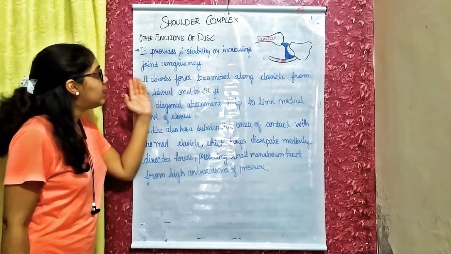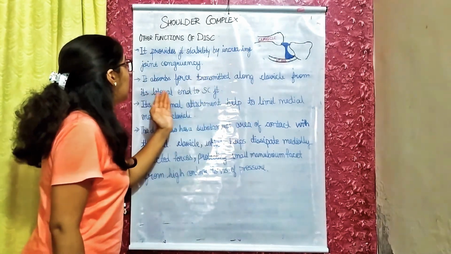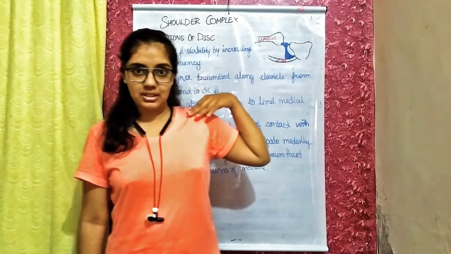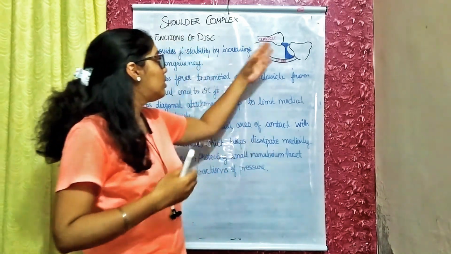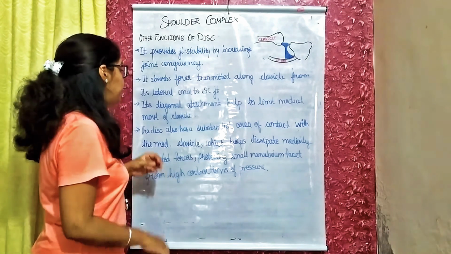Second, it absorbs the force transmitted along the clavicle from its lateral end to the sternoclavicular joint. Some forces come from the lateral end of the clavicle, so the sternoclavicular joint disc absorbs these forces.